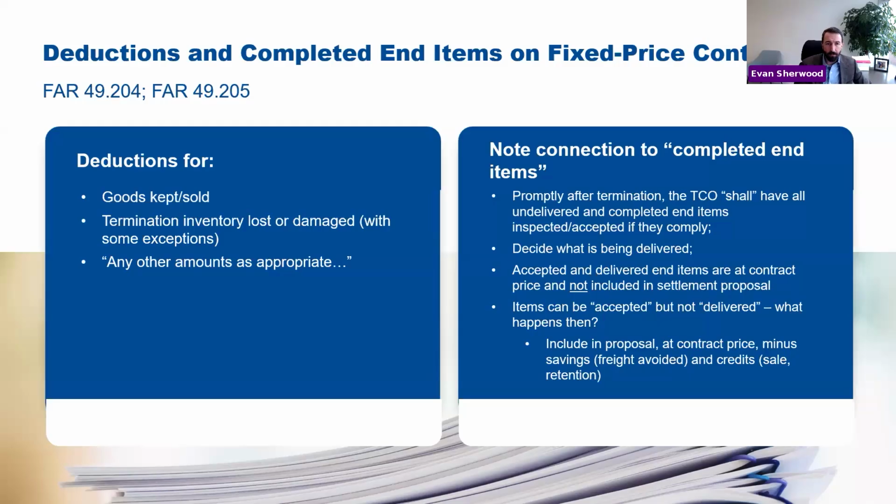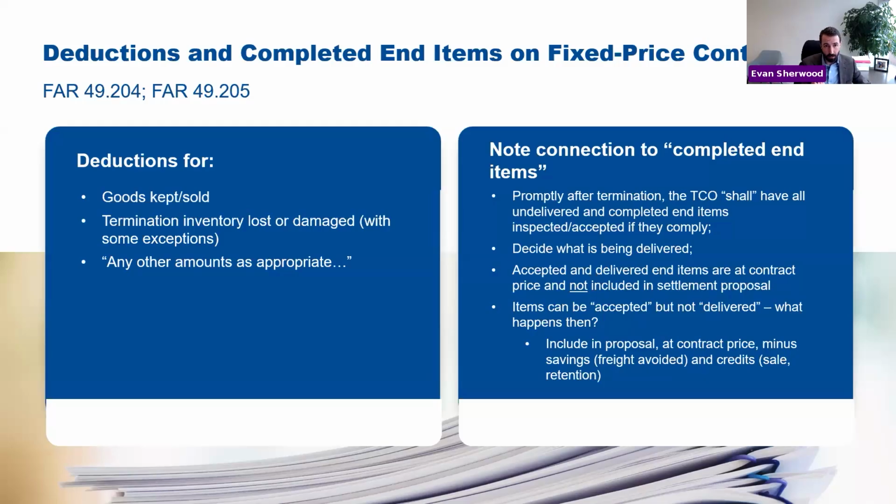If there are undelivered but completed end items, the TCO is supposed to have those inspected and accepted if they comply and decide what's being delivered. They can decide they don't want it. They can decide, hey, thanks, you have acceptable units. We don't want that. So don't incur the shipping cost to send it to me.